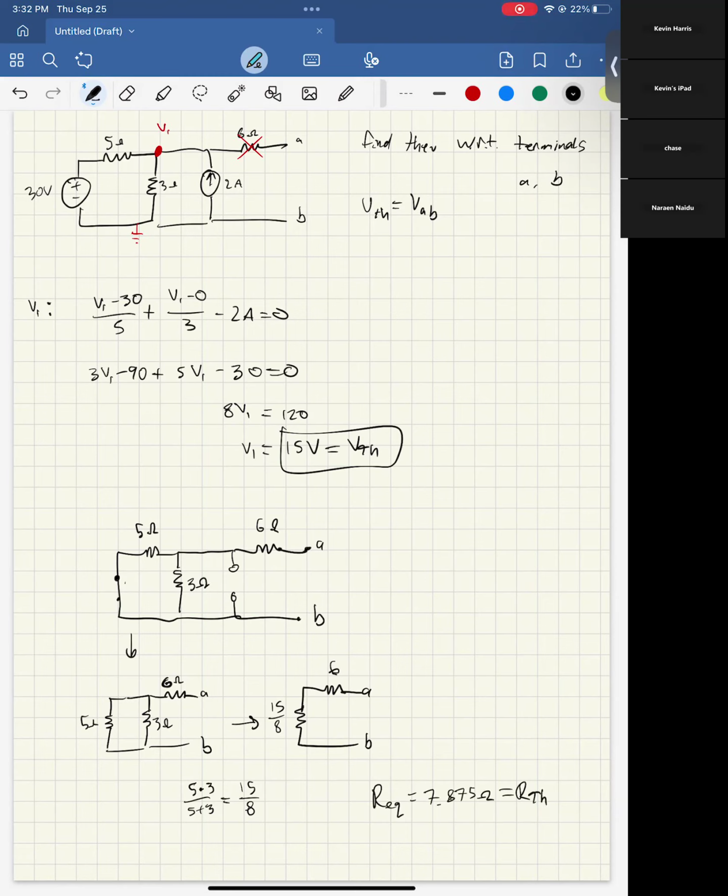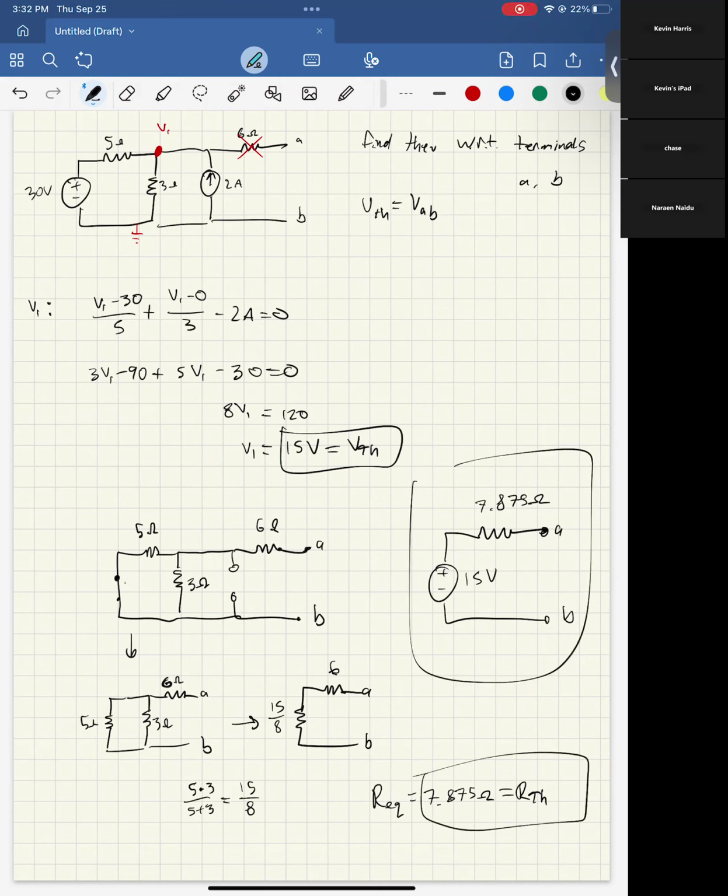And then last but not least, we have to actually draw the Thevenin equivalent circuit, which, as I went over earlier, is just a voltage source with the resistor. And we call this A, and we call this B. So this is 7.875 ohms, and this is 15 volts, and that would be your final answer. So pretty straightforward. You find the voltage, and then you remove all of the voltage sources and current sources, and you find the equivalent resistance, and then that's your answer.